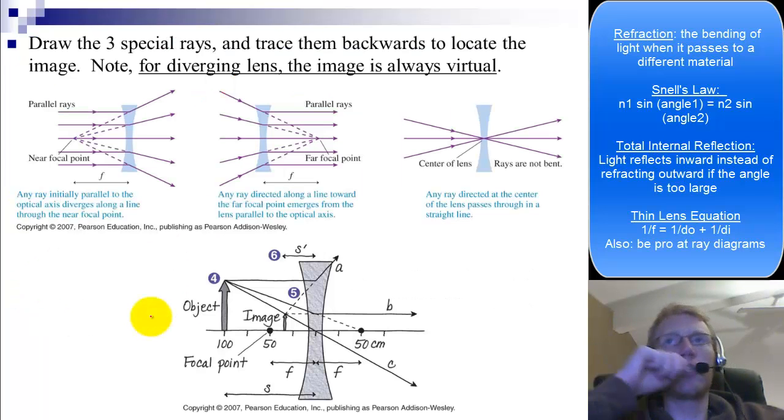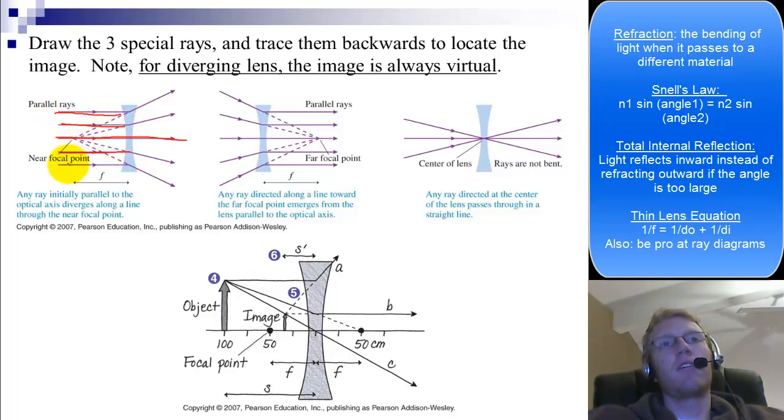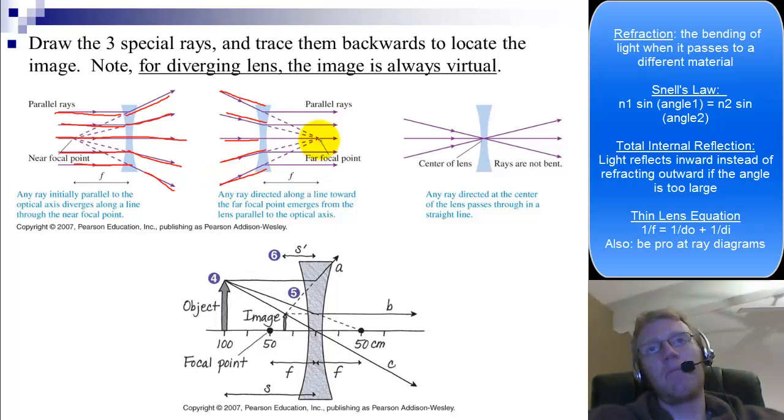Okay, so here's some different pictures that we can get for a diverging lens. First, you just look at all these parallel rays. If they all come in parallel, they all diverge, and they all diverge as if they came from the focal point. So this is just an illustration of the first rule. This is an illustration of the second rule. Anything coming in aimed at the focal point is going to come out parallel. That's an illustration of the second rule. And anything through the middle just passes straight through undeflected. That's an illustration of the third rule.